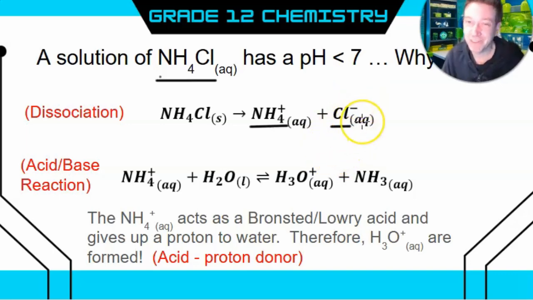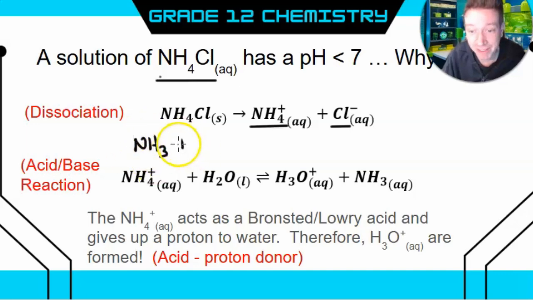So therefore, it's a very weak conjugate base and is not going to accept protons very readily. However, ammonium is a conjugate acid for a very weak base, specifically ammonia. So we have this reaction. We have ammonia, which is a weak base.